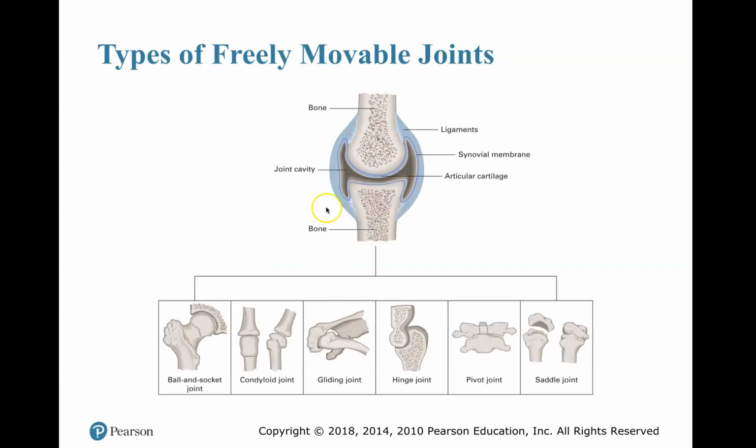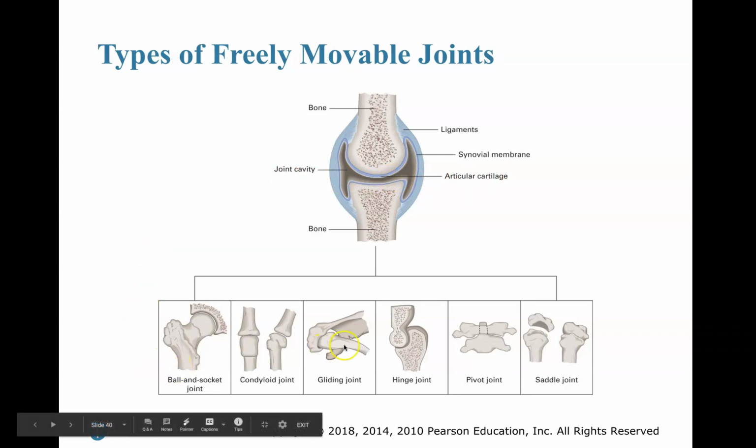Right here we have types of freely movable joints. There's the breakdown, the joint cavity, bones, ligaments, synovial membranes, and articular cartilage, which are all in these joints here: ball and socket, condyloid, gliding, hinged, pivot, and saddle joints.